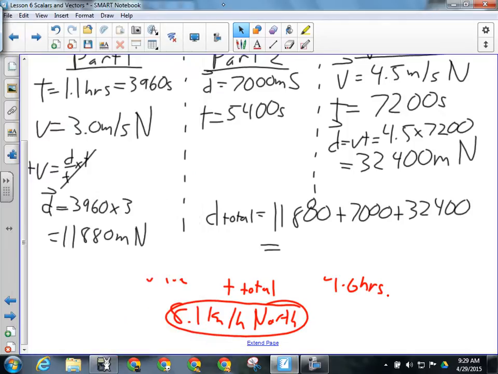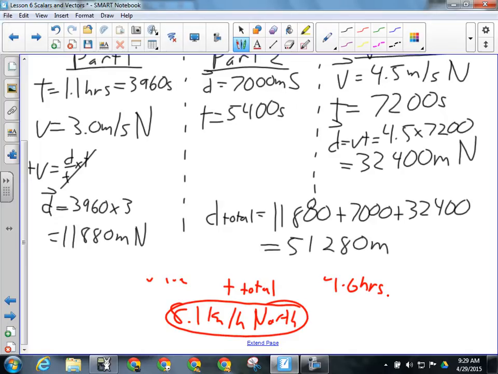51,280 meters. That'd be a long day for you or I to walk 51.28 kilometers. If you're an elephant, I don't know, take bigger steps, I guess. All right, so that's how far they went in total.